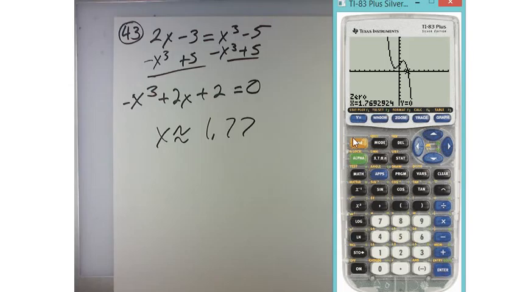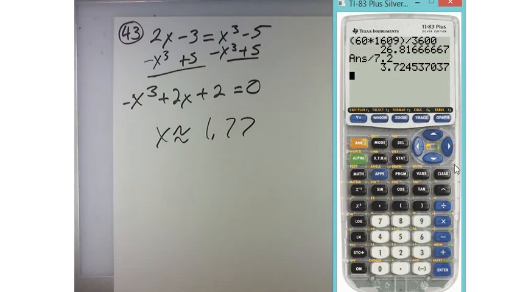Yeah, so if I come out of here, if I hit X and then hit enter, guess what, whenever we solve for a 0 like that, your calculator will automatically store that as the X value. Did you guys know that? So now watch this, I could do it this way.